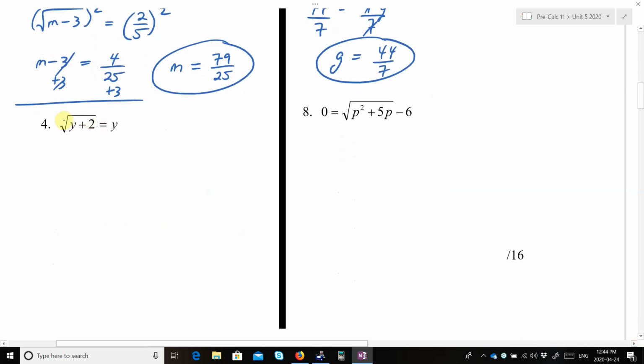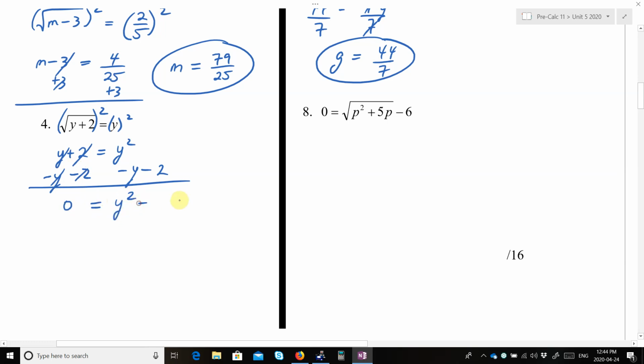Okay, how about number 4? The radical is by itself, so we can square both sides. And we get y plus 2 equals y squared, so that's a quadratic. So set this equal to 0 and solve. Y squared minus y minus 2, and then see if we can do this by factoring. Plus 1 and minus 2, I think it is. Yep, that looks good. So the answers are negative 1 and 2, and we have to see if we need to reject any.